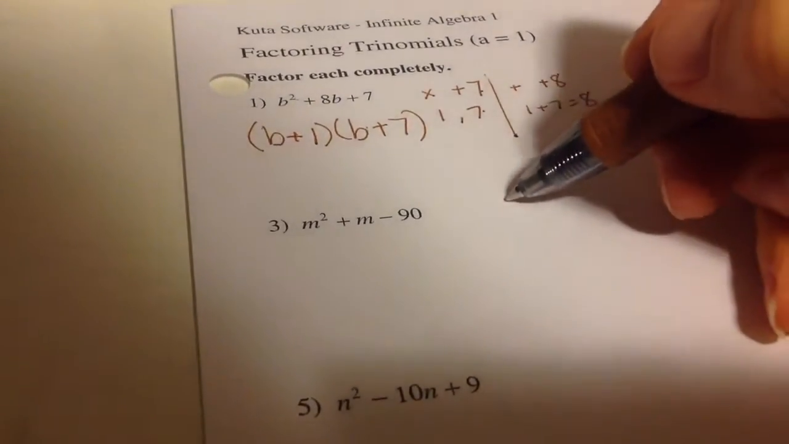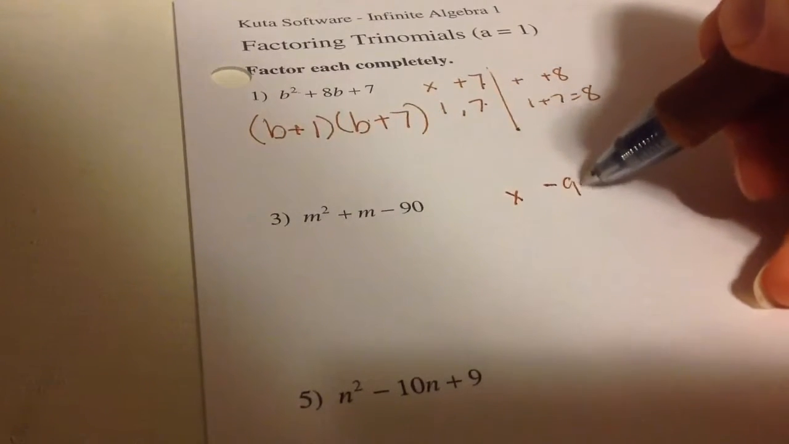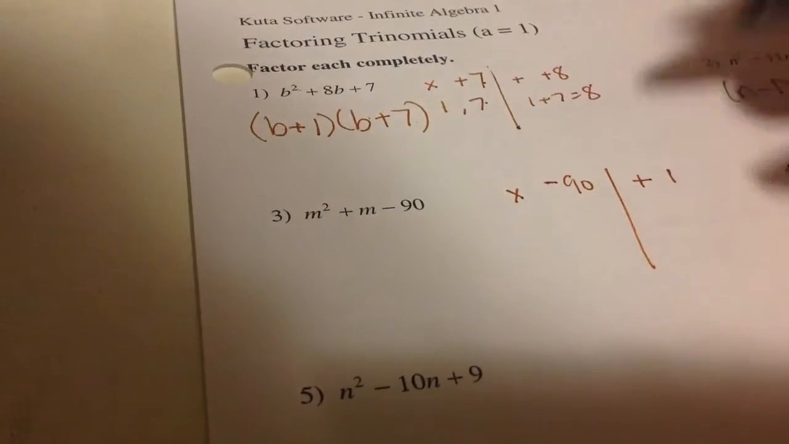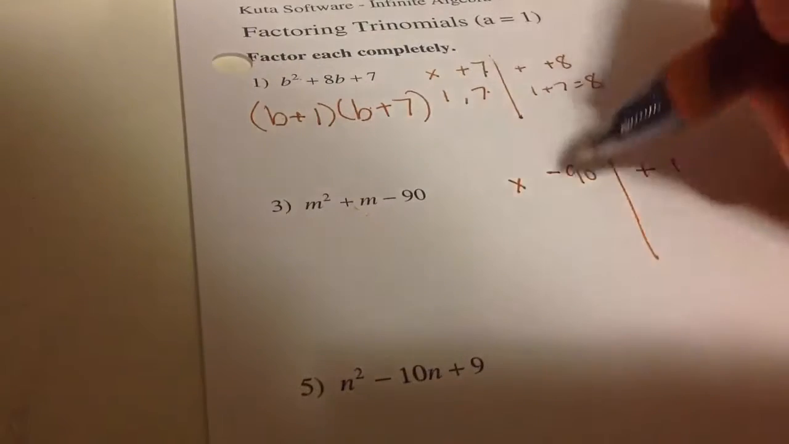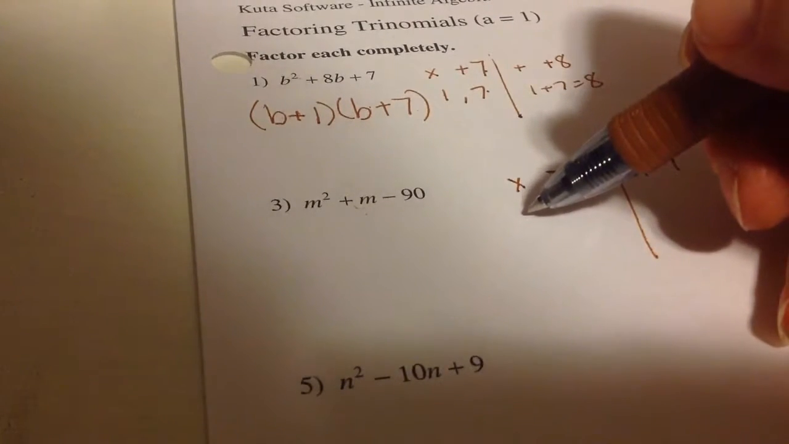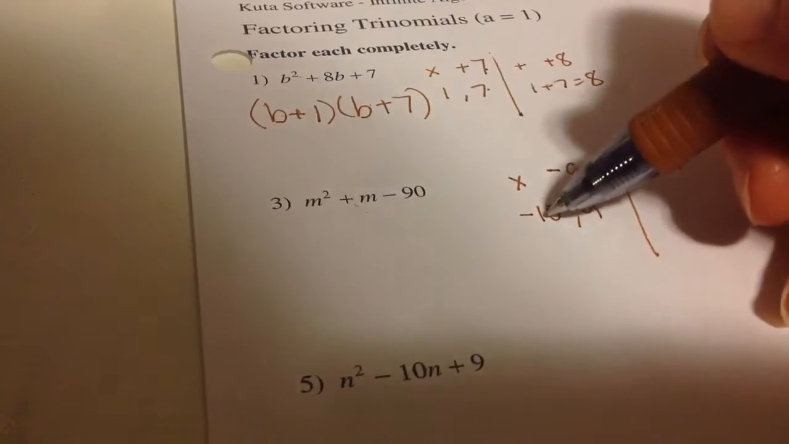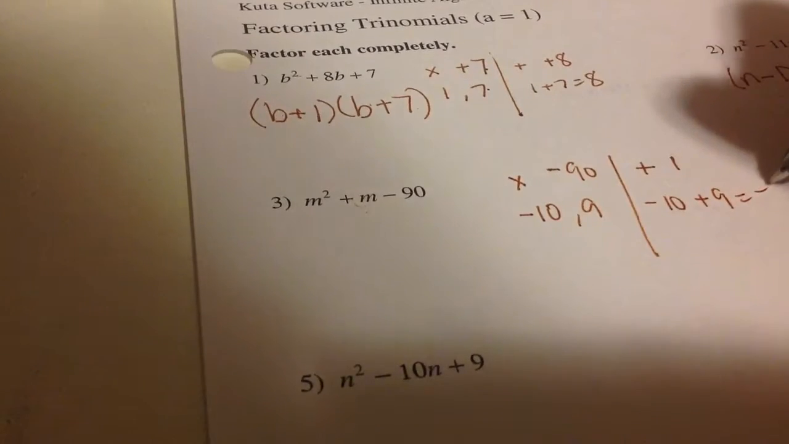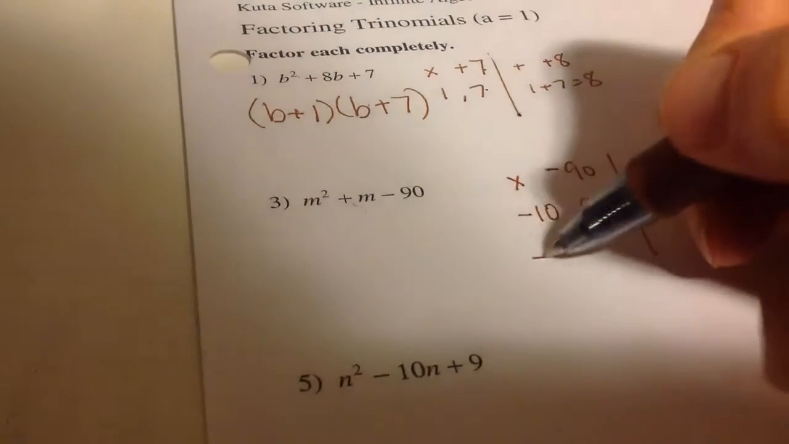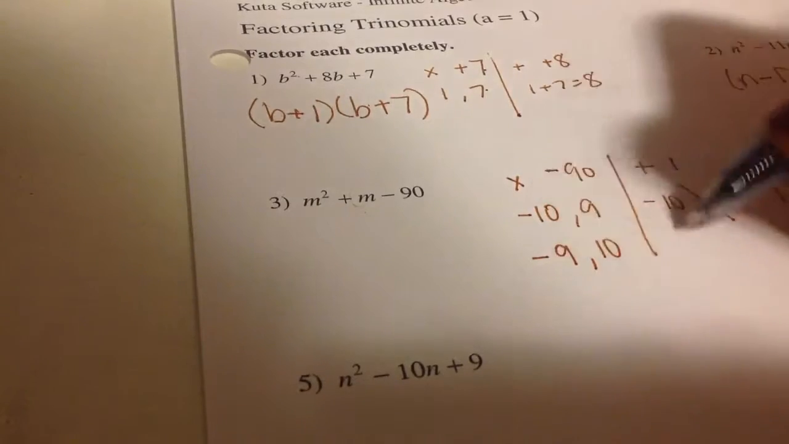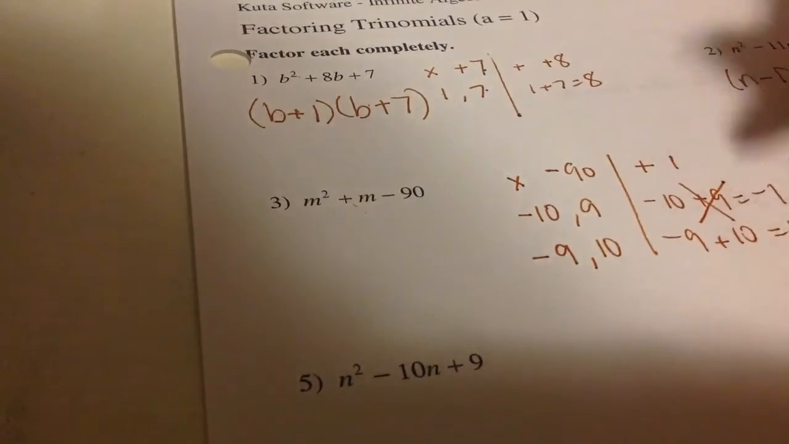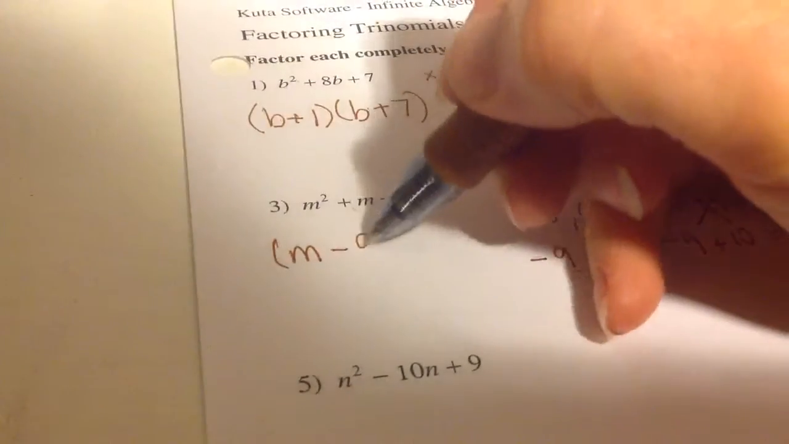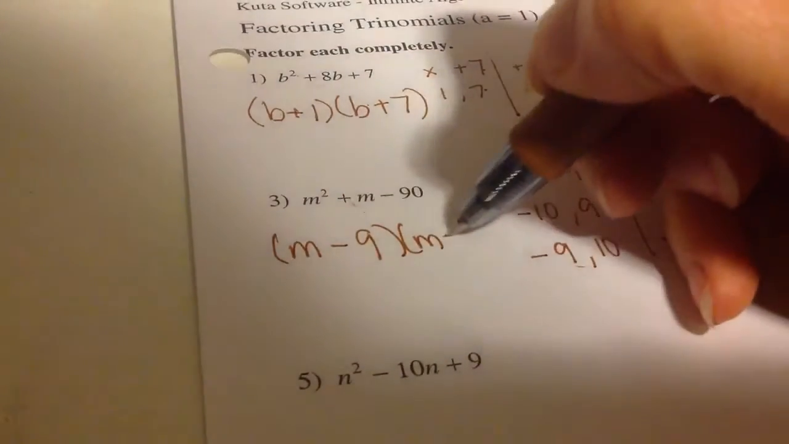So again, same thing here. What numbers can I multiply to get negative 90, and then I add them together and get 1? This right here is a coefficient of 1. So for 90, I'm thinking maybe negative 10 and 9. Negative 10 times 9 would give me negative 90, but negative 10 plus 9 is going to give me negative 1. So I need to switch my negative signs. So negative 9 and 10. Negative 9 plus 10 is going to give me positive 1. So this now works, and these are my factors. I'm going to say m minus 9 and then m plus 10.